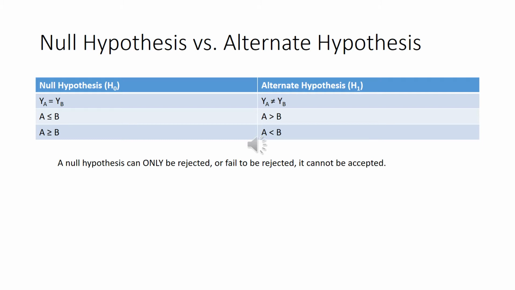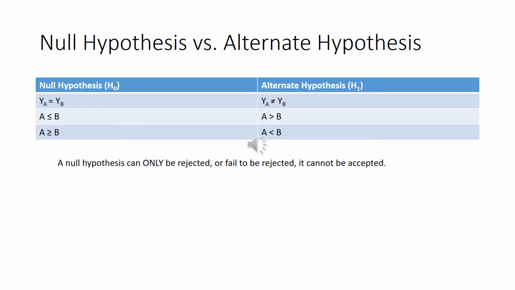Also, we can do a one-tailed test. In this case, the null is group A is less than group B. The alternative is group A is greater than group B. Or you could say the null is group A is greater than or equal to B. The alternative is A is less than B.